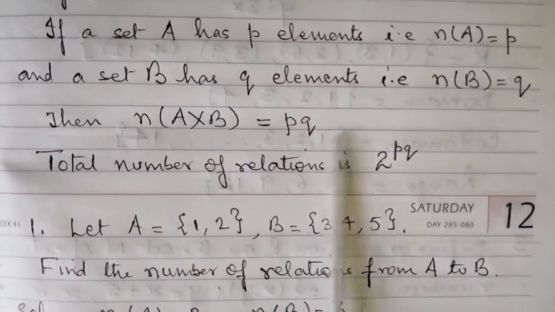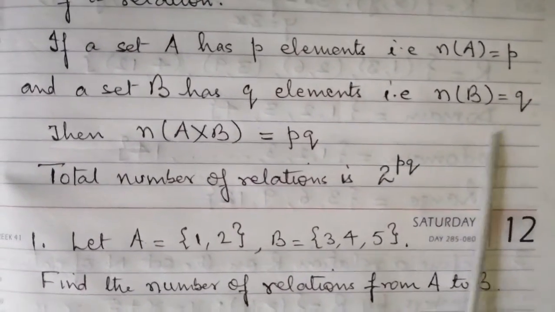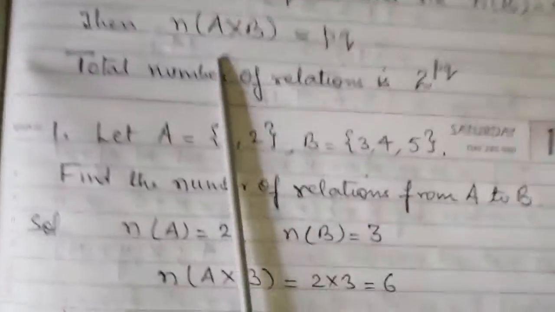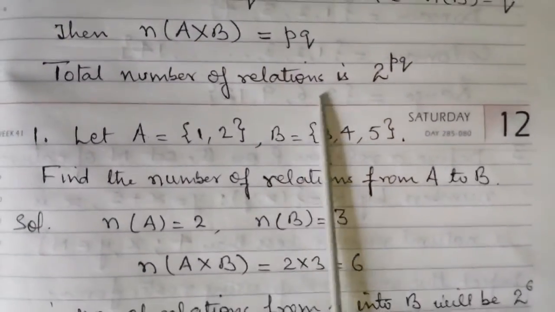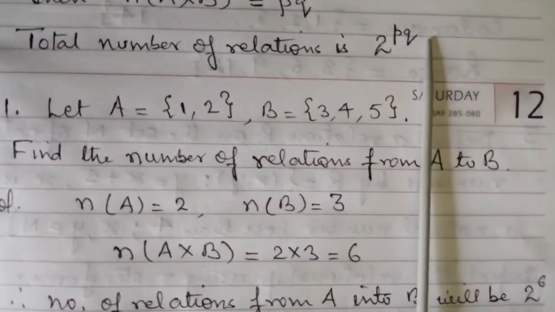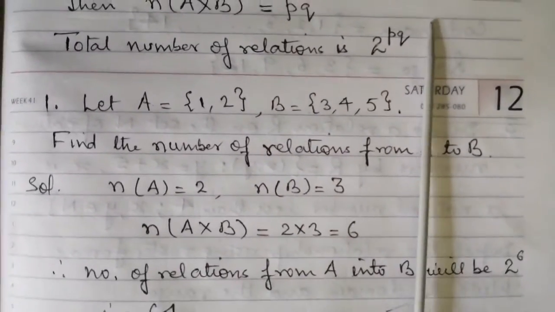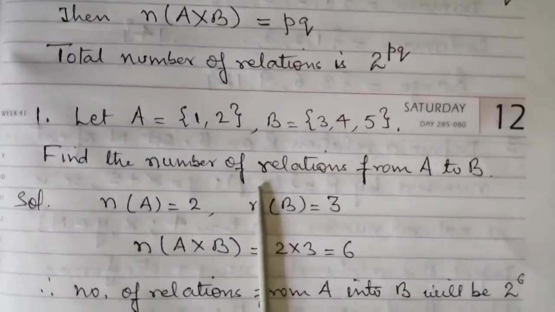If the first set has P elements and the second set has Q elements, then the number of elements in the Cartesian product is equal to P into Q. And the total number of relations will be 2 raised to power PQ. Right? So I come to the first question.